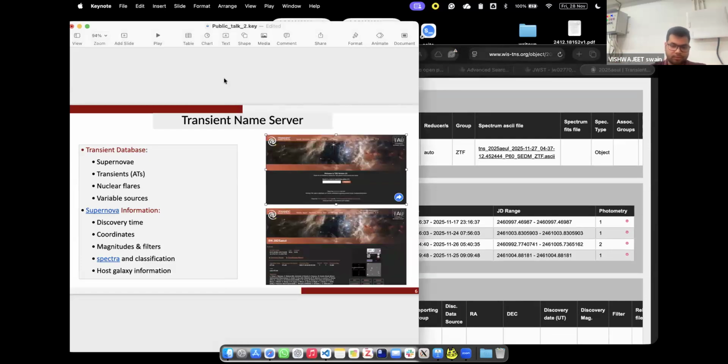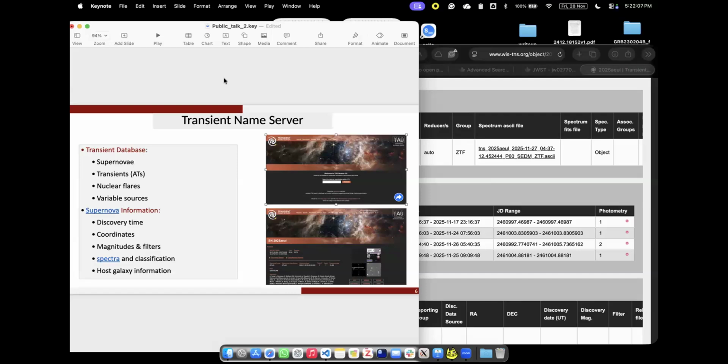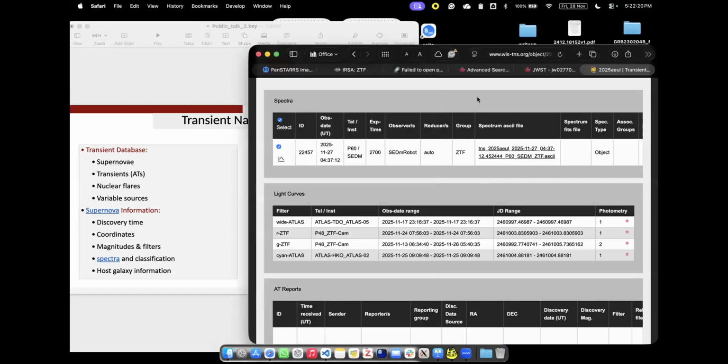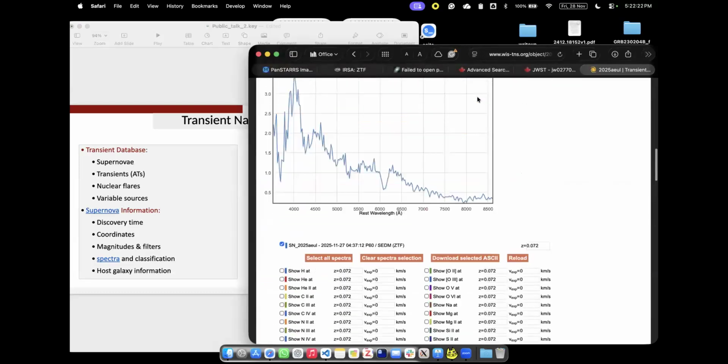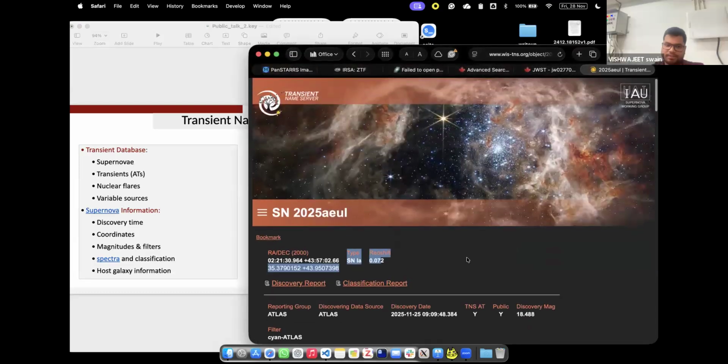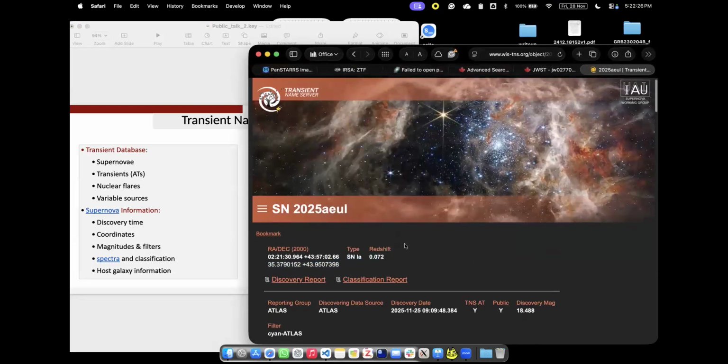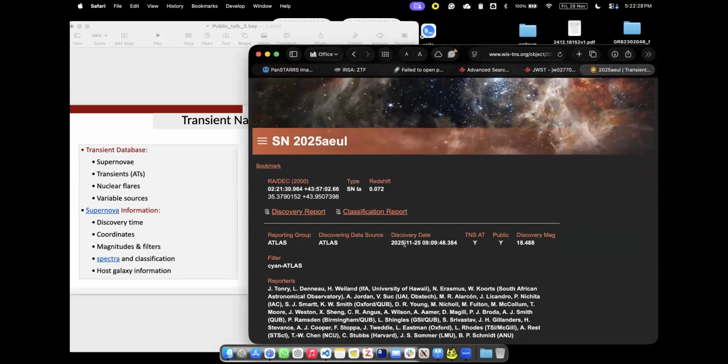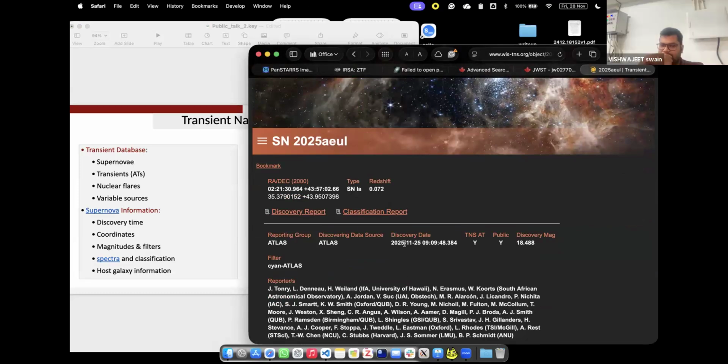Sir, sorry, can I ask a question here? Yes. So now we are searching this particular catalog and the data is there. It also gives you the type of supernova, which means somebody has already processed that data and categorized it, right? Yes. So typically when data comes, who does that? Yes.